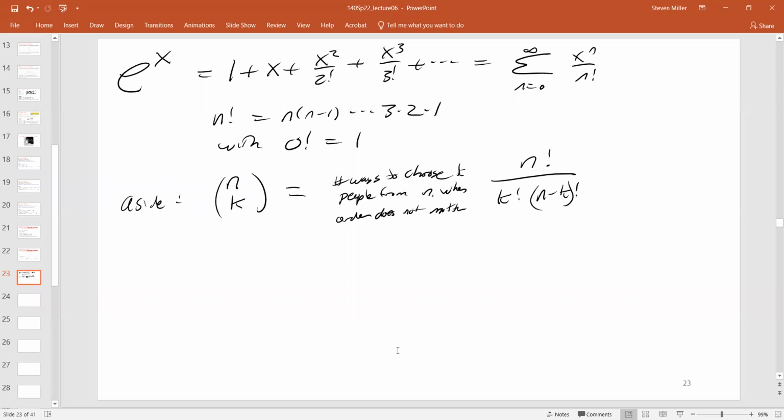So if I want to remove ordering, I look at how many ways I can choose people when order matters, and then I divide by k factorial. And that's where this k factorial down below comes from. The n factorial over n minus k factorial gives you how many ways you can choose k people when order matters. Then we divide by k factorial, and that gives how many ways there are when order doesn't matter. So for example, what would 5 choose 2 equal? How many ways can we choose 2 people from 5 when order doesn't matter?